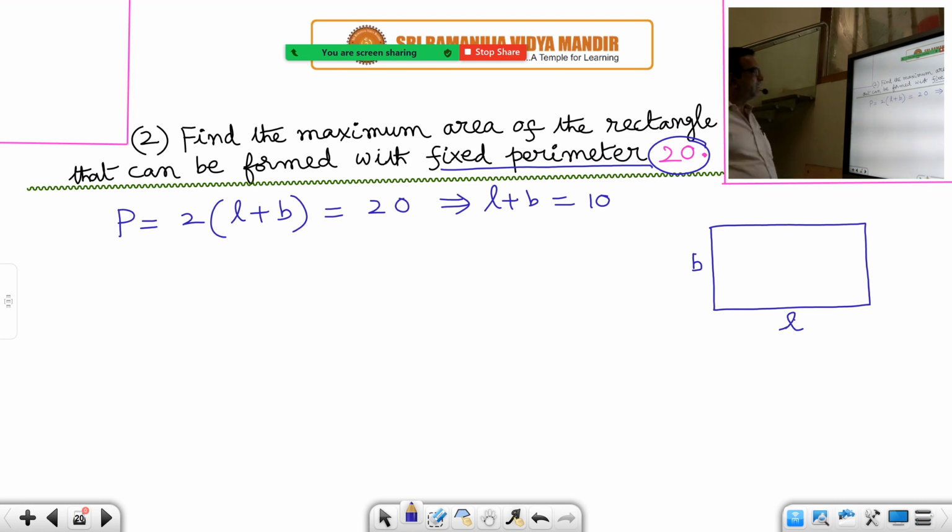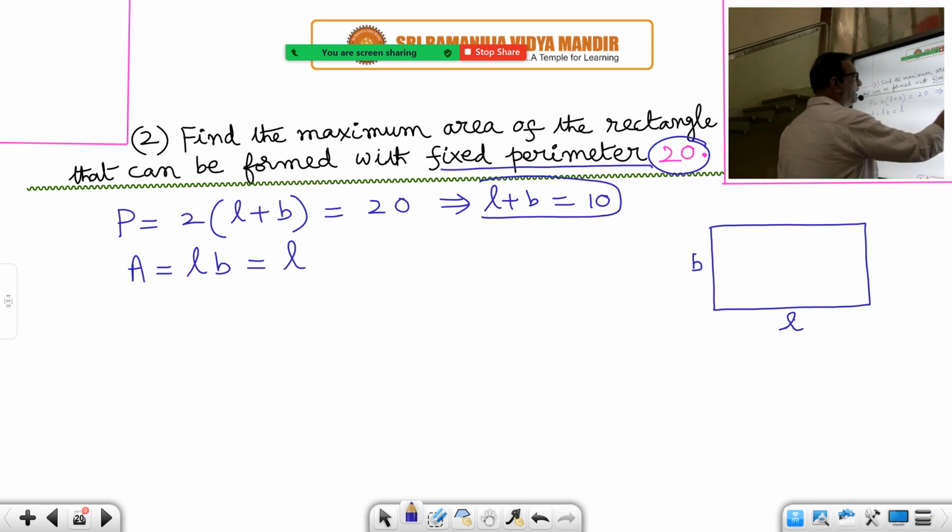Now we have to find the maximum area. So let A be the area of the rectangle. What is the formula for A, Prabhas? L into breadth, L into B. So I can write B from this equation as what? 10 minus L.